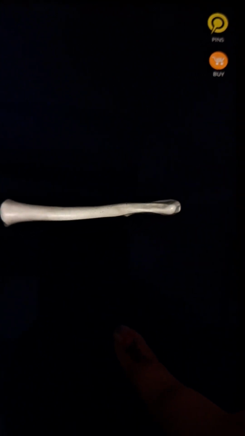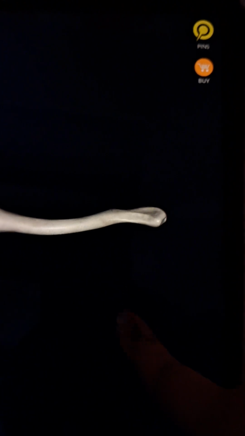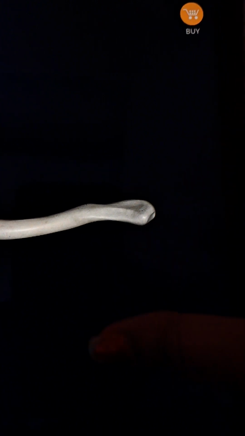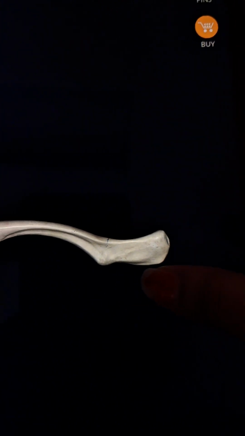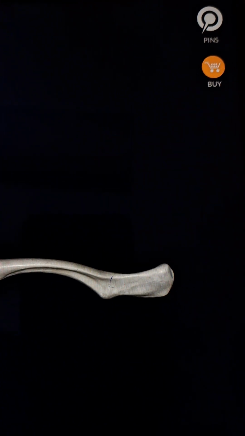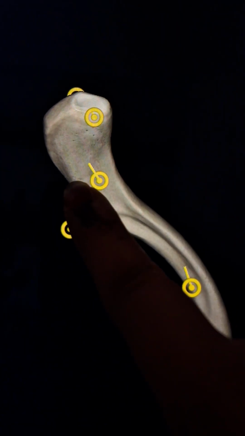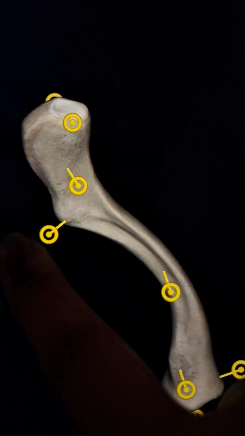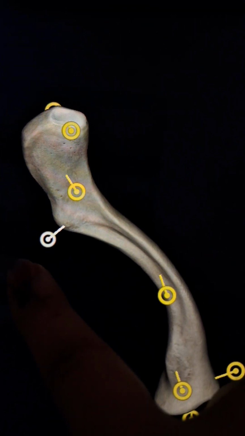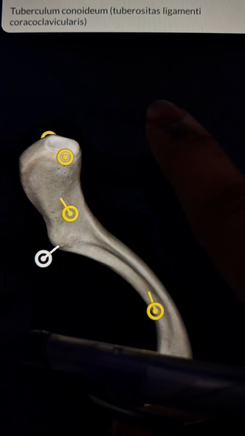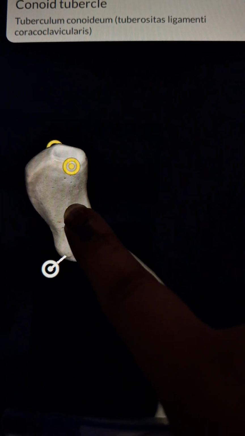Anterior border is concave anteriorly. Posterior border is convex posteriorly. The superior surface of lateral 1/3 of this clavicle is subcutaneous and inferior surface consists of two features. This is the conoid tubercle, whereas this is the trapezoid ridge.